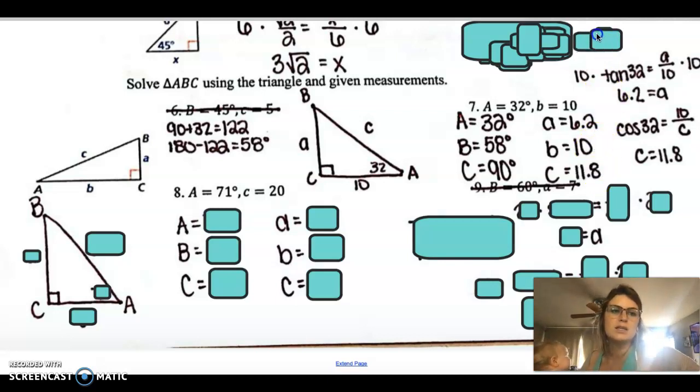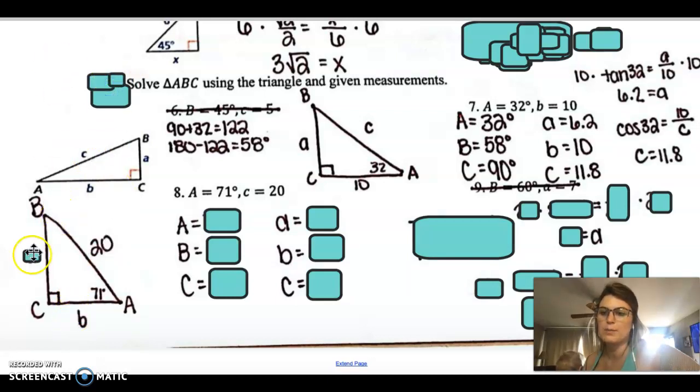So c is 11.8, and you've solved that triangle. So for 8, I'm going to start uncovering things. This is the triangle that you draw. This is what it should look like, because we want little a to be across from big A and little c to be across from big C.